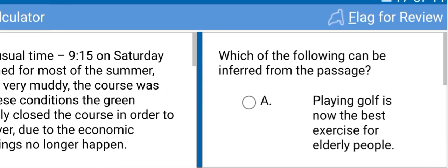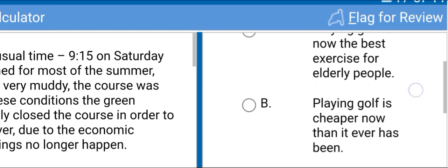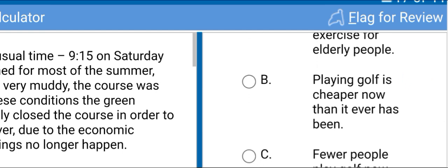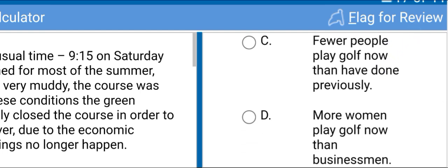Which of the following can be inferred from the passage? Option A, playing golf is now the best exercise for elderly people. Option B, playing golf is cheaper now than it ever has been. Option C, fewer people play golf now than have done previously. Option D, more women play golf now than businessmen.